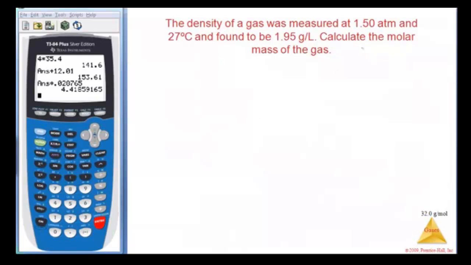Okay, so the density of a gas was measured at 1.5 atm, 27 C, 1.95 grams per liter. We want to find the molar mass. Okay, so again, PV equals nRT. If I find my n, that should lead me to my molar mass. Okay, so n is PV over RT.